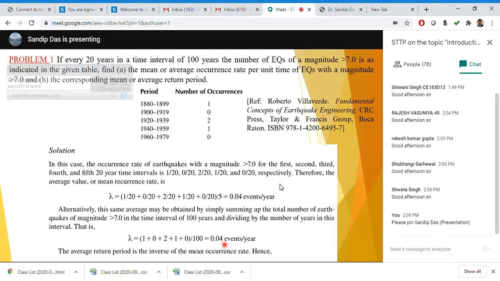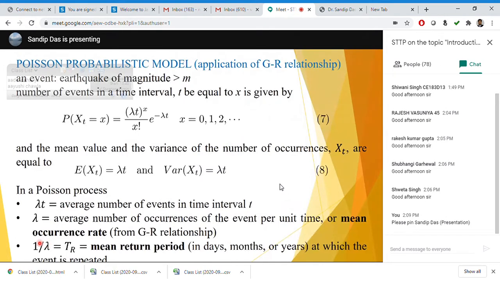Now how do you get your return period? If you see the previous slide, it is given that 1 by lambda is the mean return period. That is very important, mean return period, because return period is also a random variable. That means it is not a fixed thing.